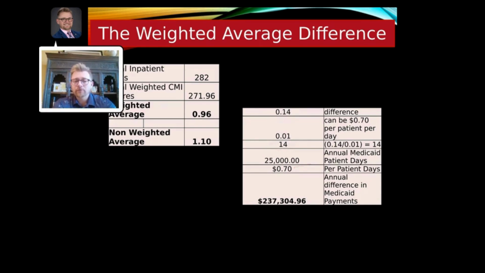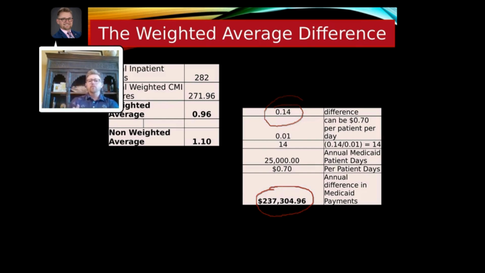So if you got this wrong and used just a non-weighted average, you could really significantly negatively impact any type of Medicaid reimbursement estimate you're doing based upon changing your CMI quarter by quarter. So if you wanted to annualize this difference, the 14.01 differences at 70 cents per patient per day, another assumption, let's assume you have 25,000 Medicaid days that year. All right, so that little mistake of using the non-weighted average instead of weighted average is a six-figure mistake. That is how a 0.14 difference can equate to six-figure dollar impact.